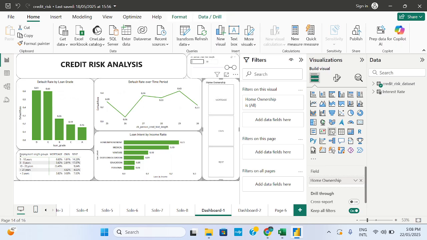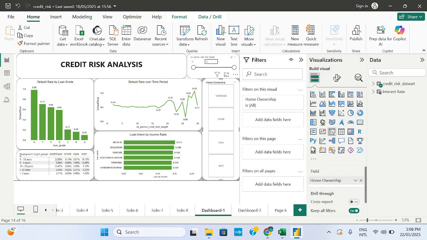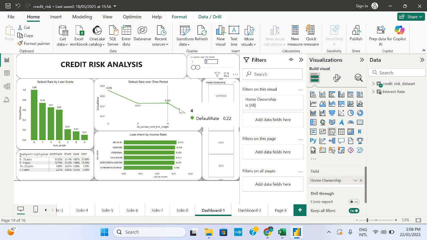So let me put 2 to 5. Here we can see the most number of customers and higher is there for 2 with the credit risk. As it goes lower, we can see there is a decline in this risk.